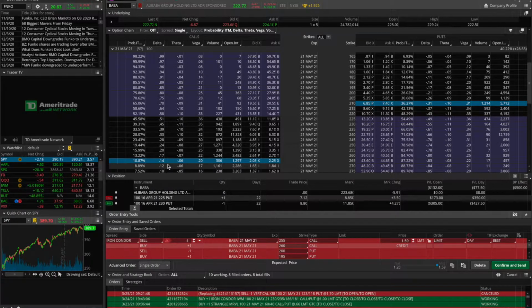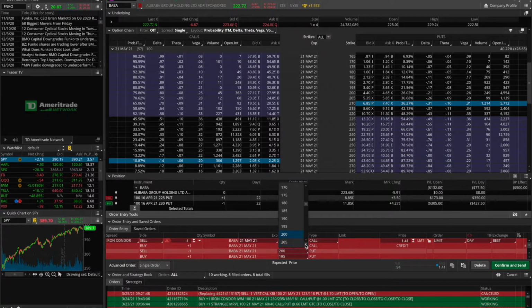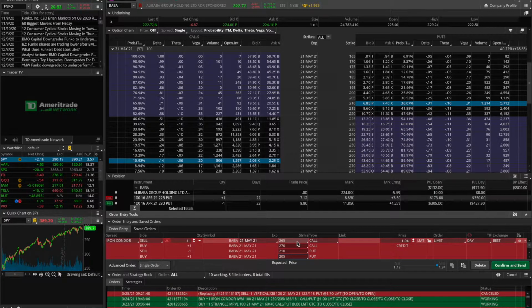And so to make this more clear, let me change these strikes down here to reflect our skewed iron condor now. So we're going to sell the 265 strike call option and then also buy the 270 strike call right there. And then for the puts, we're going to sell the 210 strike put option right there and then buy the 205 strike put option right there. And you can also see the credit has increased for this iron condor.